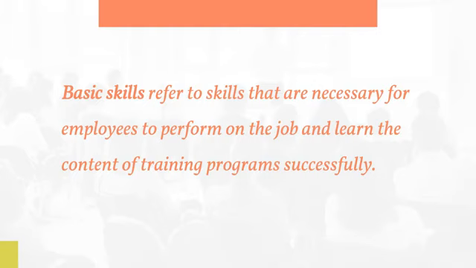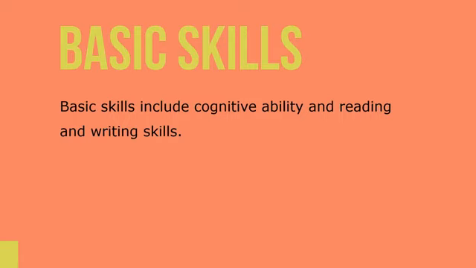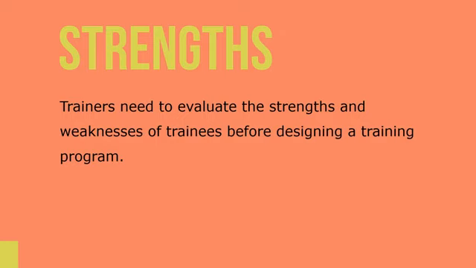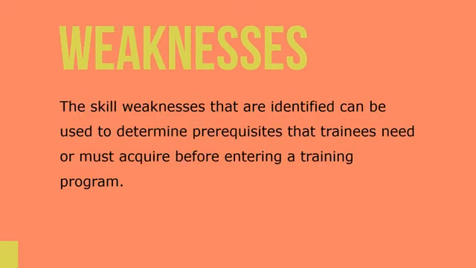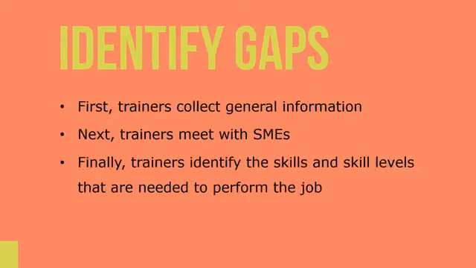Basic skills refer to skills that are necessary for employees to perform on the job and learn the content of training programs successfully. Basic skills include cognitive ability and reading and writing skills. Trainers need to evaluate the strengths and weaknesses of trainees before designing a training program. The skill weaknesses that are identified can be used to determine prerequisites that trainees need or must acquire before entering a training program. How do trainers identify skill gaps?